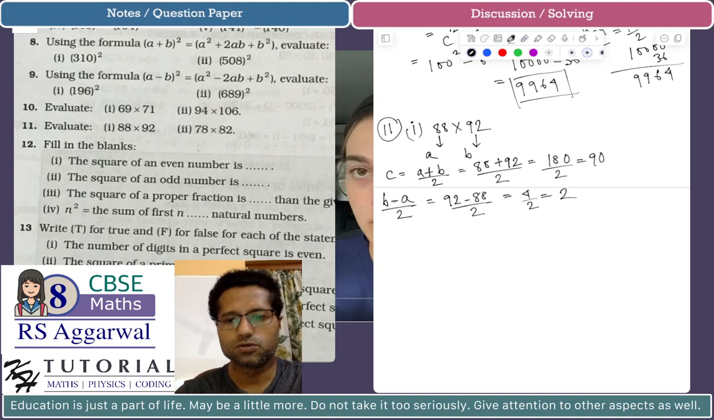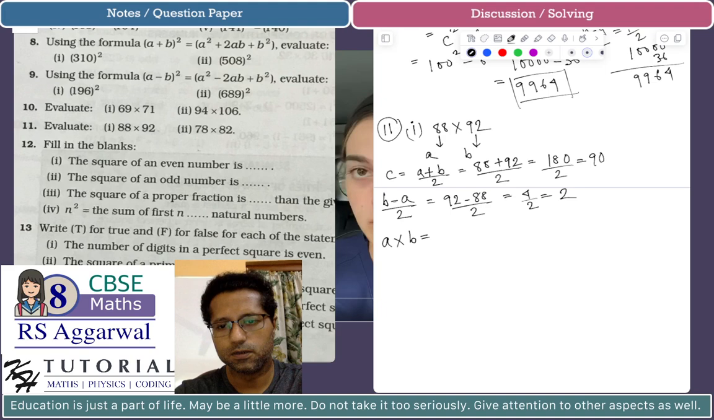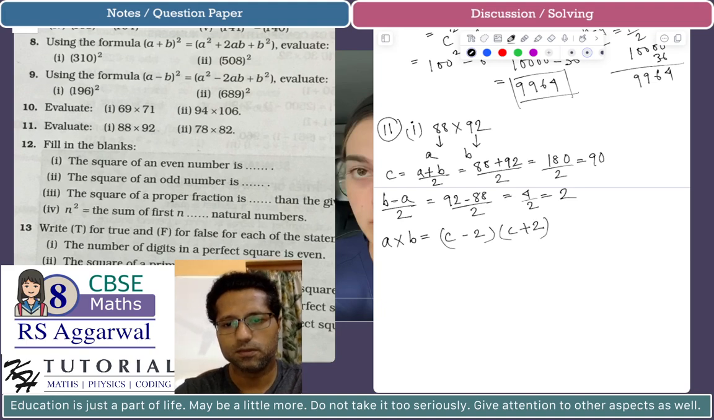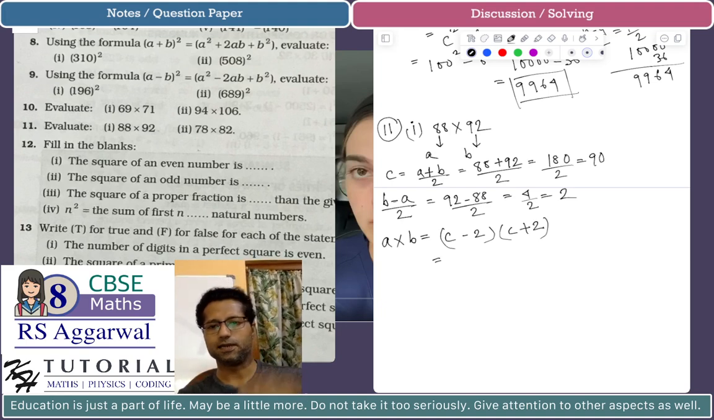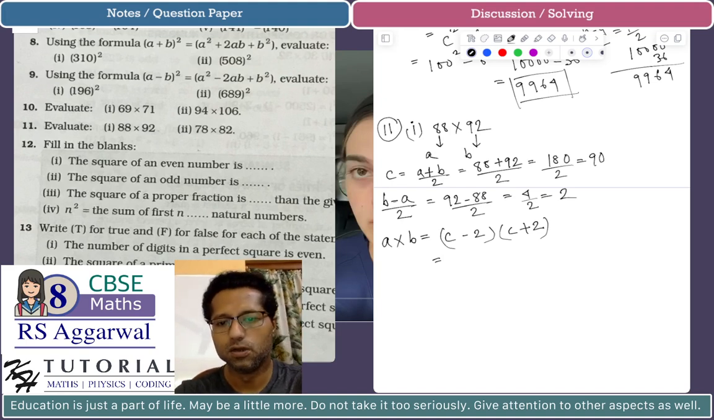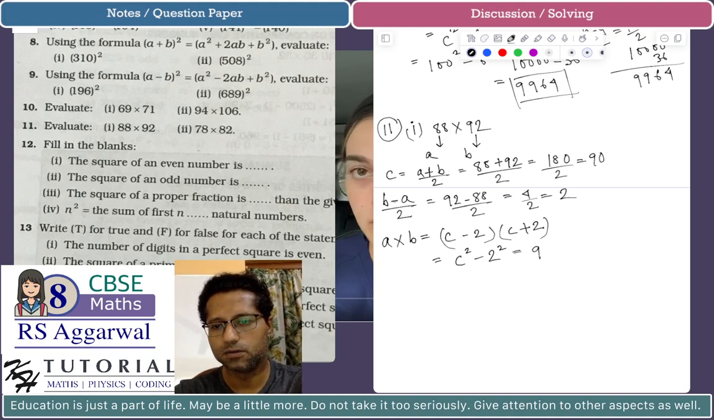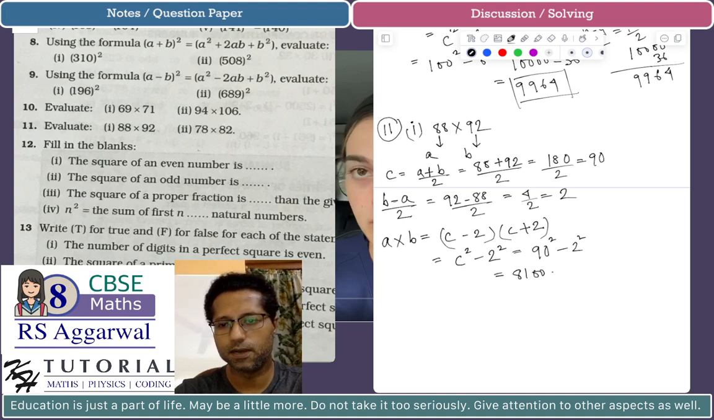So A into B will be equal to (C minus 2) multiplied by (C plus 2). You can check that C, we have found out to be 90. 90 minus 2 is 88 and 90 plus 2 is 92. So this is nothing but C square minus 2 square. C we have found to be 90. So 90 square minus 2 square. So this is equal to 8100 minus 4.